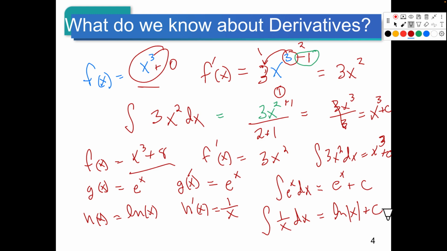So anything with an exponent, we're just going to add one first, and then we're going to divide by the new exponent, right? If it's an exponential, at least using just the e, that's typically what we end up using. It's its own derivative, so it's going to be its own integral. And the natural log is going to be 1 over x, so when we see 1 over x and we want to integrate it, we're going to go back to the natural log.